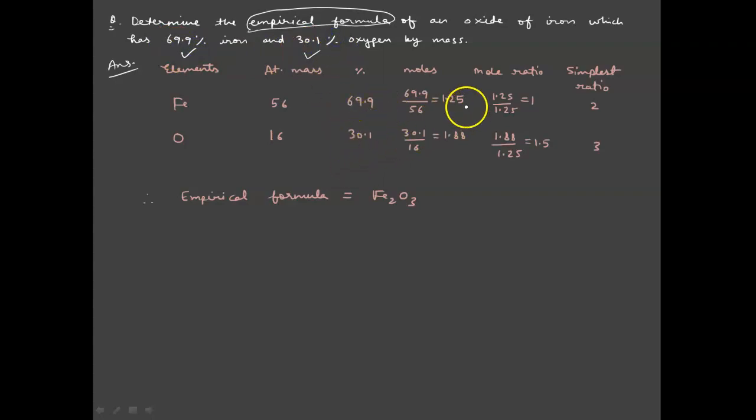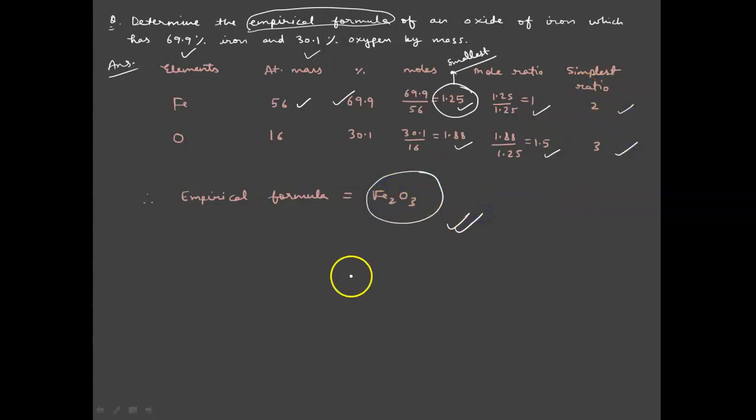So this is the percent mass and this is the atomic mass. On dividing we get the moles 1.25 and 1.88. Again the smallest number is 1.25. 1.25 divided by 1.25 comes to 1, and this is 1.5. For the simplest ratio we will double the values: 2 and 3. The formula comes out to be Fe2O3. This is the empirical formula and might be the same as the molecular formula.